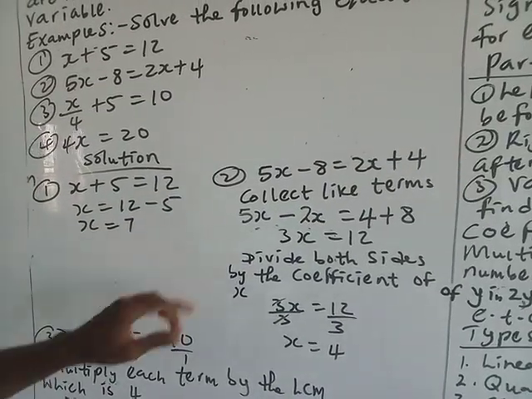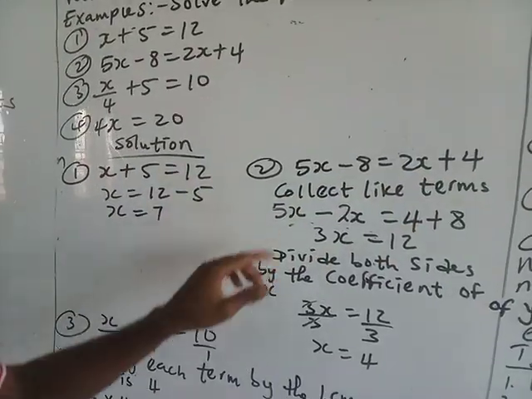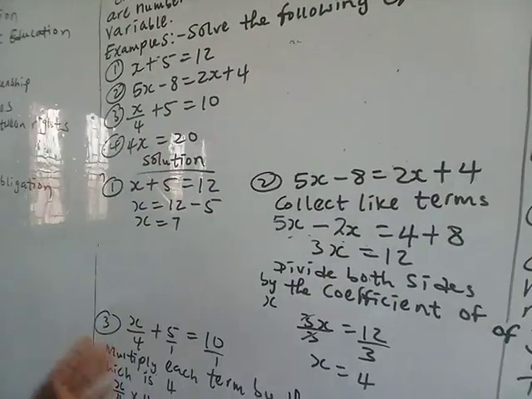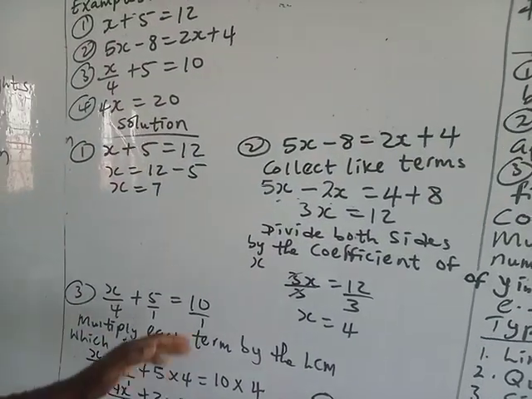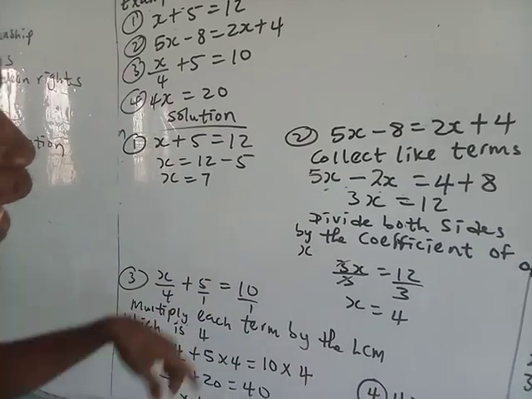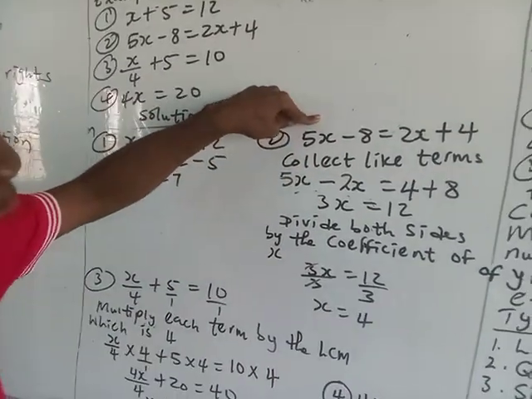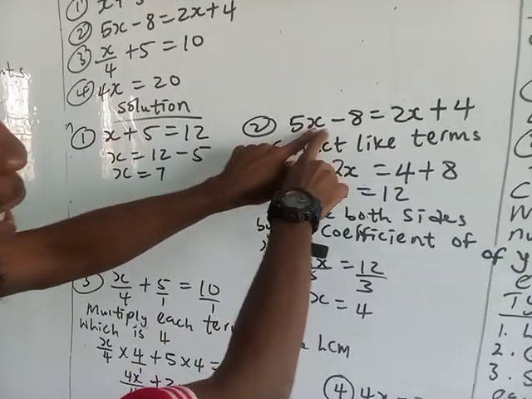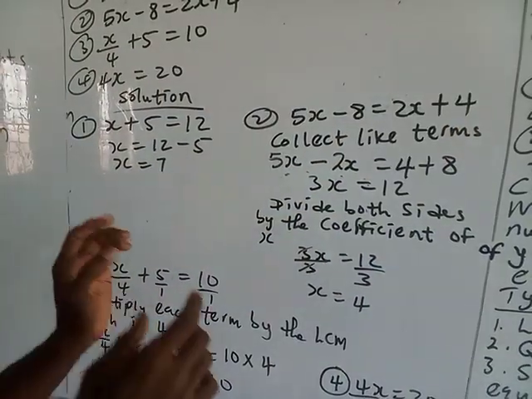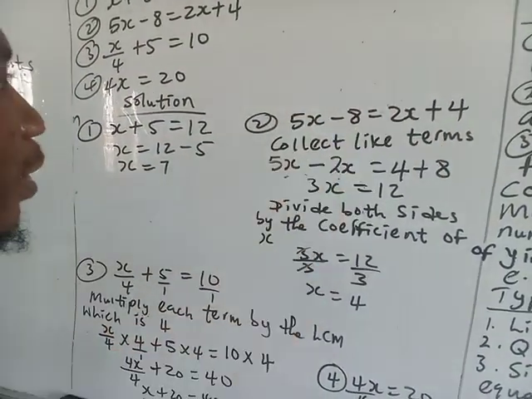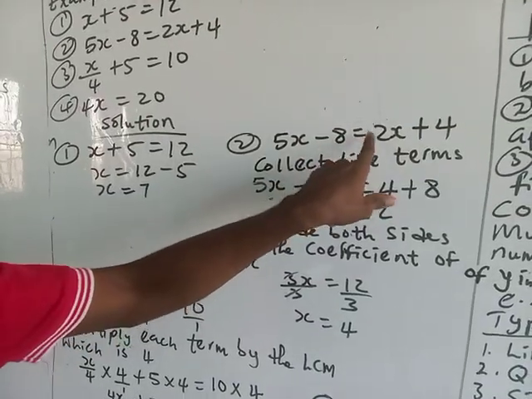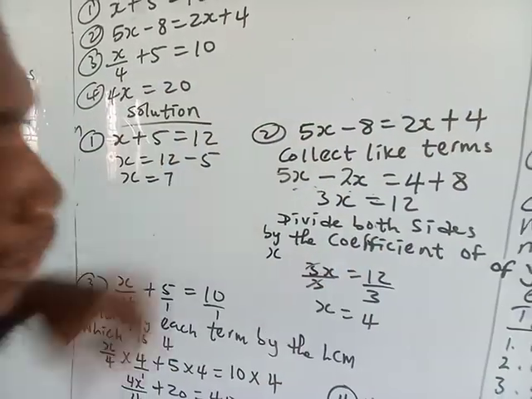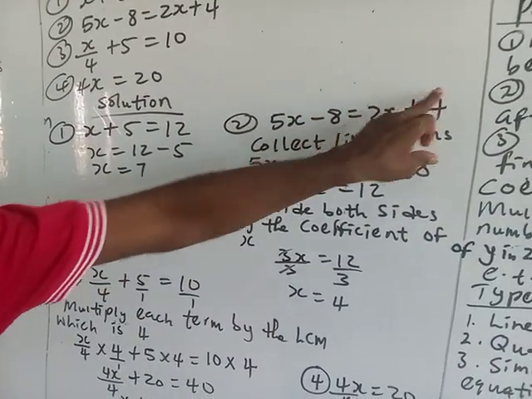Another example is we now have unknown on both sides. Any problem that we're solving where we have unknown on both sides, the best thing to do is what we call collect like terms. What are the terms? 5x is a term, this is another term, this is another term, and this is another term. Now 5x and 2x are of the same term because they are in terms of x. While these ones, minus 8 and 4, are constants, they are numbers, so therefore they are like terms.